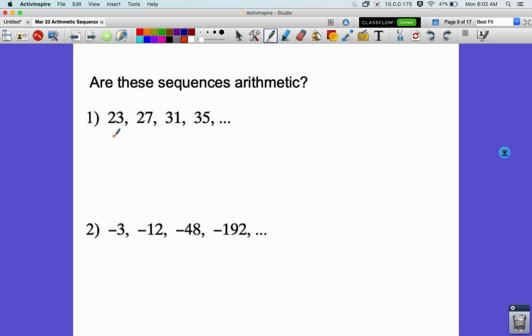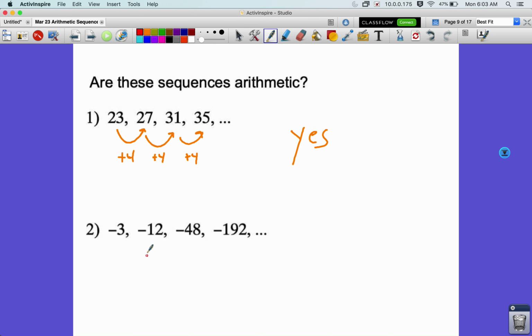So here, copy down sequence number 1 and then answer the question, is it arithmetic? Well, let's see. To get from 23 to 24, I added 4. Then I added 4 again. Then I add 4 again. So I'm adding a fixed amount. So yes, this one is arithmetic.